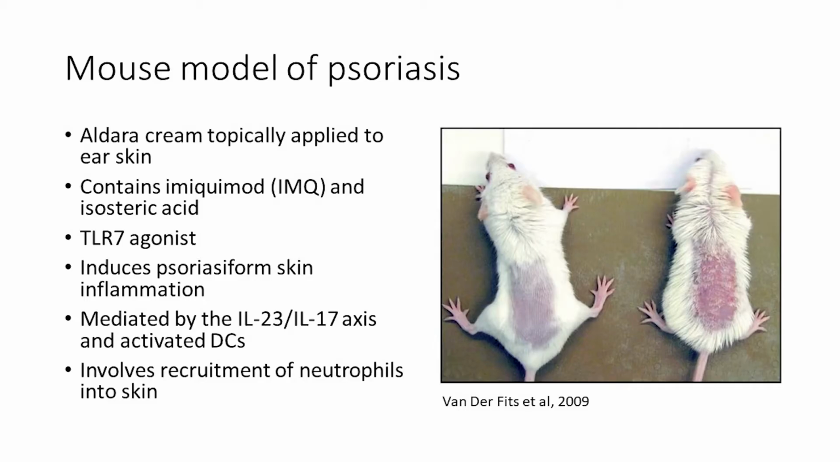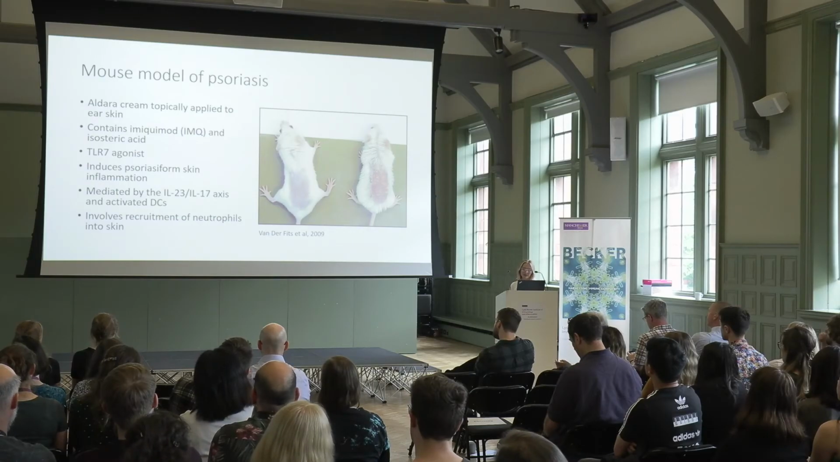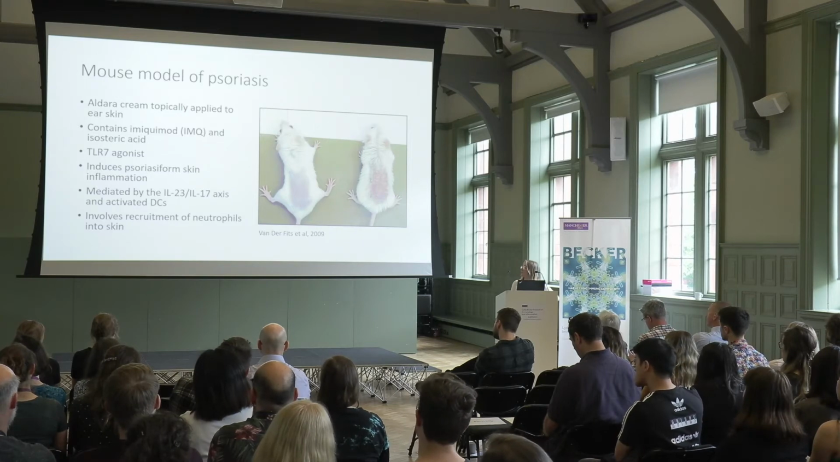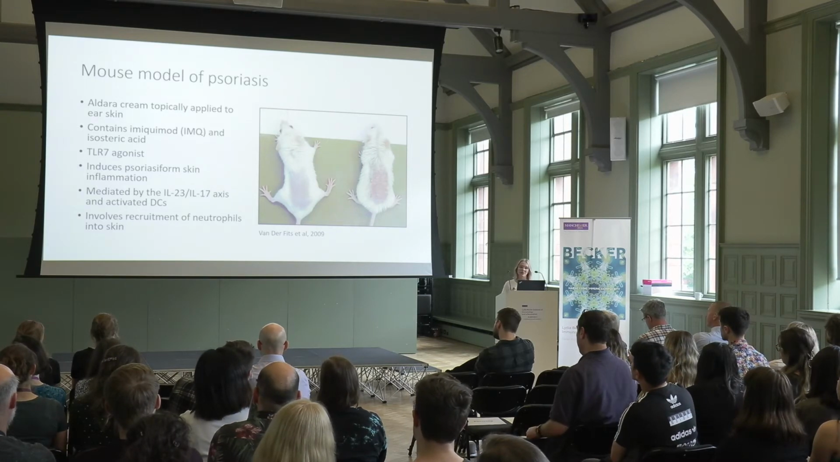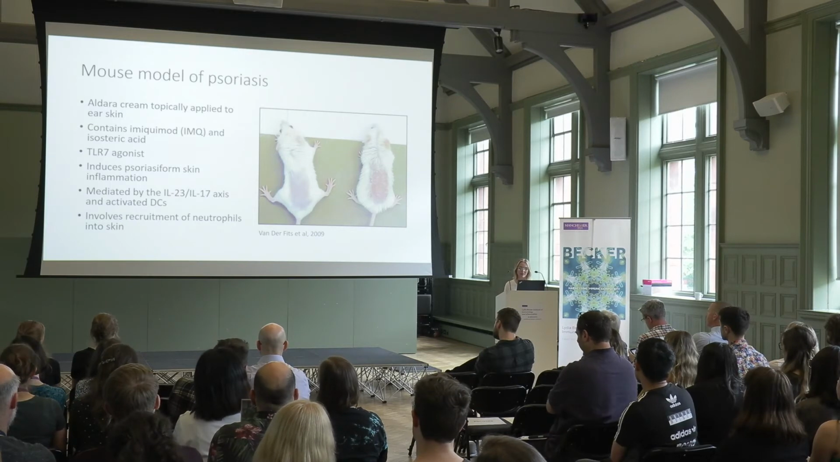I use a mouse model of psoriasis for my experiments, Aldara cream. I've shown it here how it looks on the dorsal skin of a mouse, but I actually apply it to the mouse ears. I just thought this gave a bit of a better image of how it emulates the human disease in its clinical signs. The active ingredient in Aldara cream is imiquimod, which is a TLR7 agonist, and it induces this psoriasis-like skin inflammation by that same IL-23, IL-17 pathway as in the human disease.